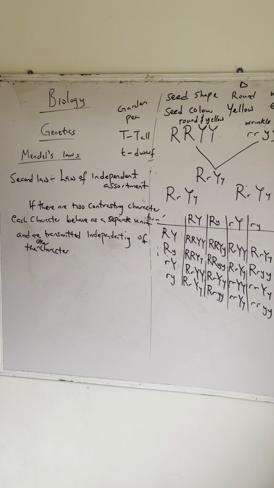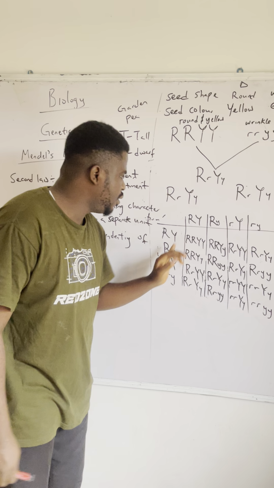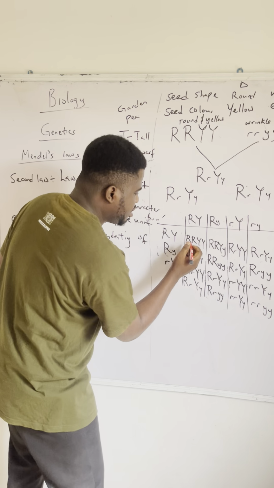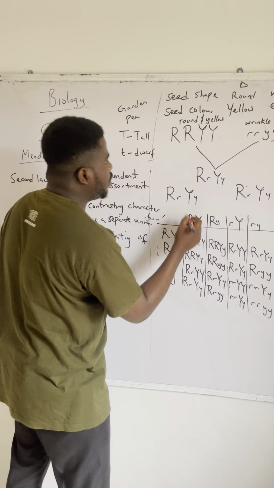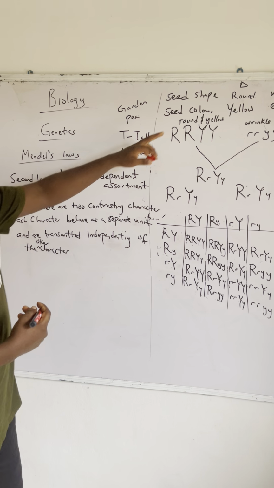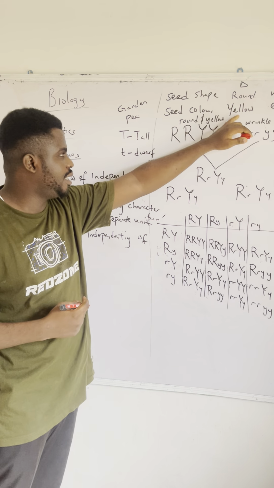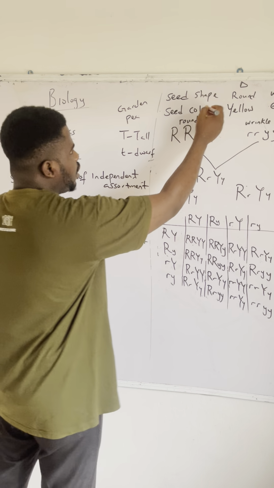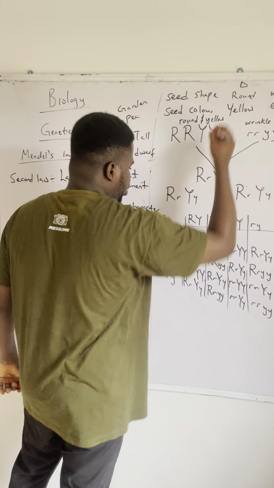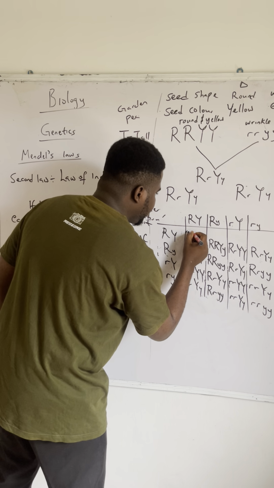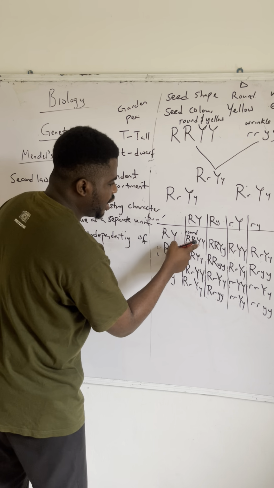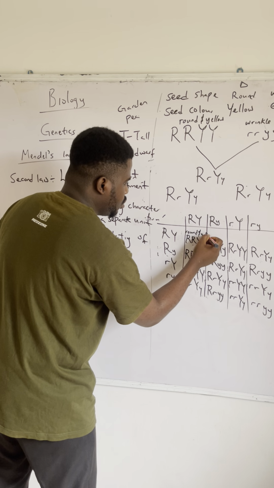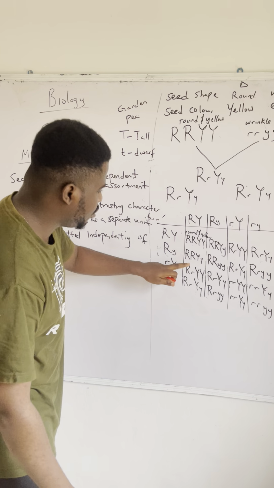Now let me quickly explain. So when there is a cross of these two characters, this is RR, and I've said already that this means it is round. We are talking about the seed shape. This is round, and there is a dominant gene here, capital Y. Round and yellow. So this is round and yellow.